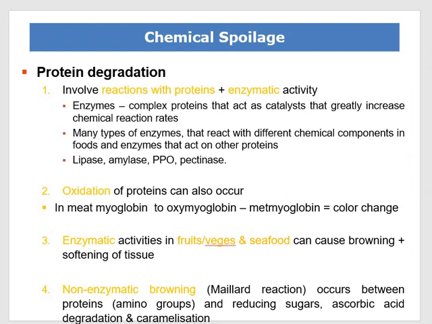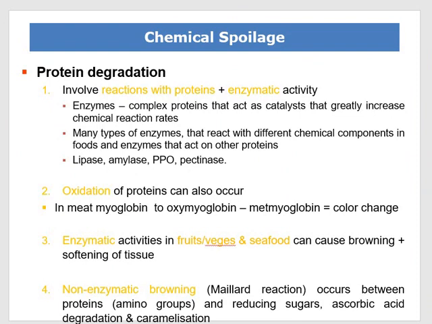So as I already mentioned, enzymes being complex proteins, they catalyze some chemical reactions, and if they are present in food, if they are not denatured during heat processing, then they can be detrimental to the sensory attributes, and obviously even the nutritional composition of the food.